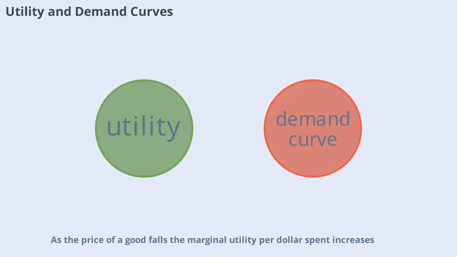Utility theory helps explain the shape of demand curves. As the price of a good falls, the marginal utility per dollar spent increases, leading consumers to buy more. This relationship underpins the law of demand, which states that quantity demanded increases as price decreases, all else equal. Understanding utility allows economists to predict how changes in prices affect consumer choices and market demand.